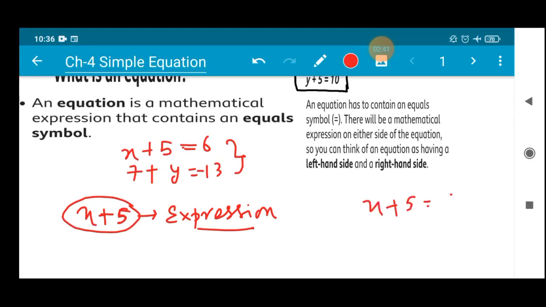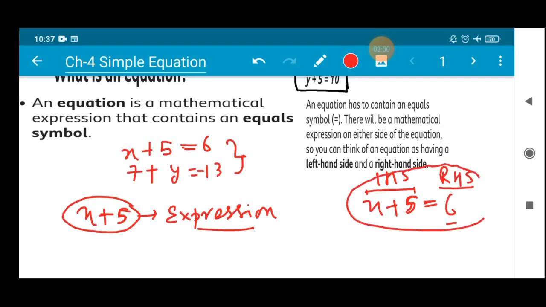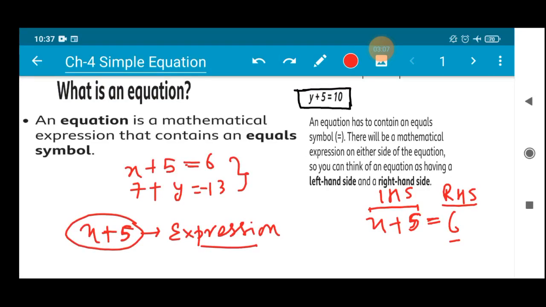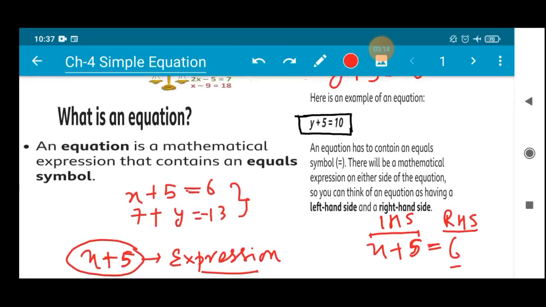Absolutely. This is one of the fundamental things you have to know. Whenever I write an example, x plus 5 is equal to 6, this side is the left hand side, and the side after the equal to sign will be considered RHS or right hand side. So in an equation you will have a left hand side and a right hand side. But in an expression we only have a left hand side, no right hand side, because there is no equal to symbol.